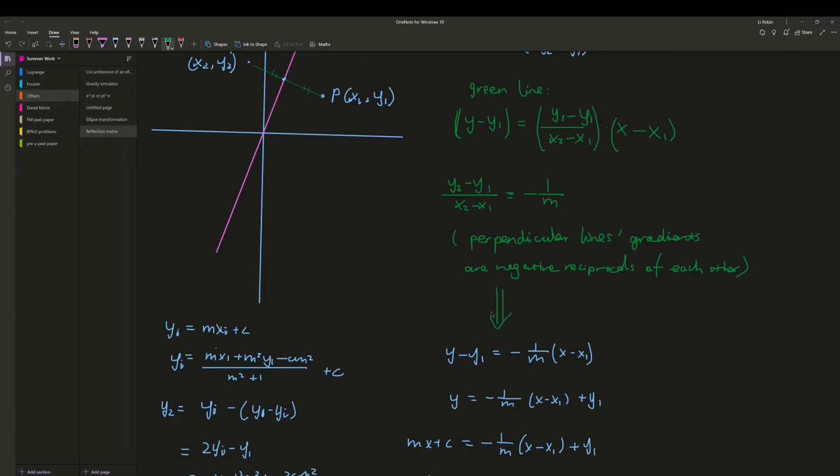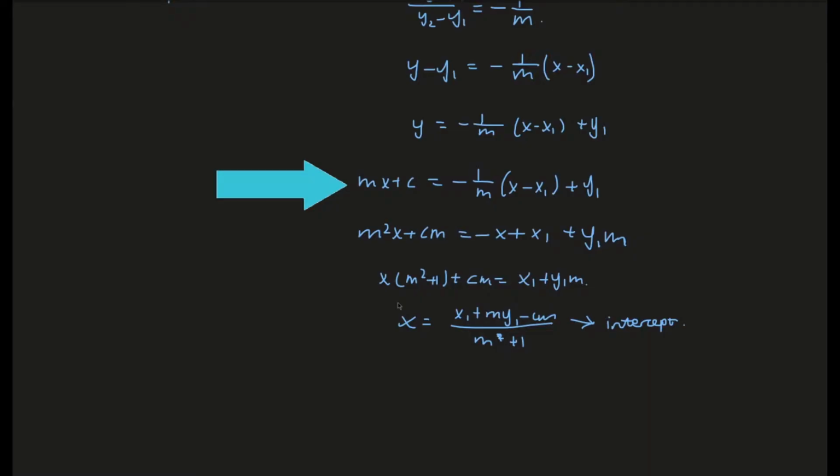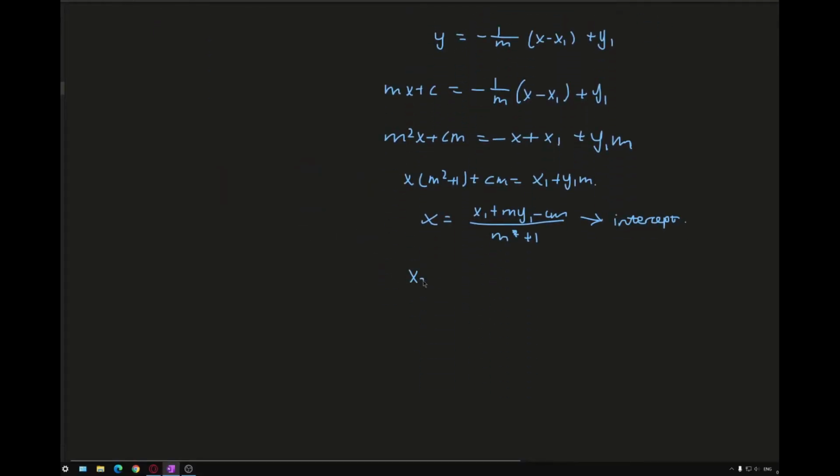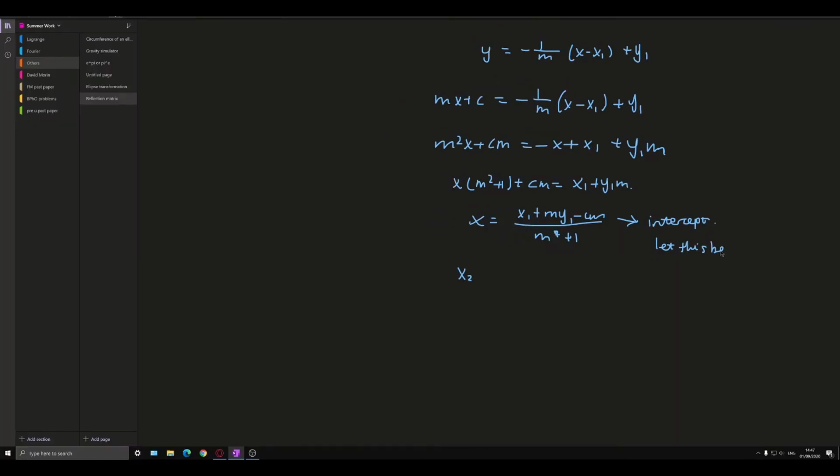Now we have the equation of the green line, we can work out the point of intersection between the pink line and green line, by setting the y value equal to the equation of the pink line, mx plus c, and then solve for x to find the x coordinate of the intercept. We can now reverse the difference between x1 and the intercept to work out x2.